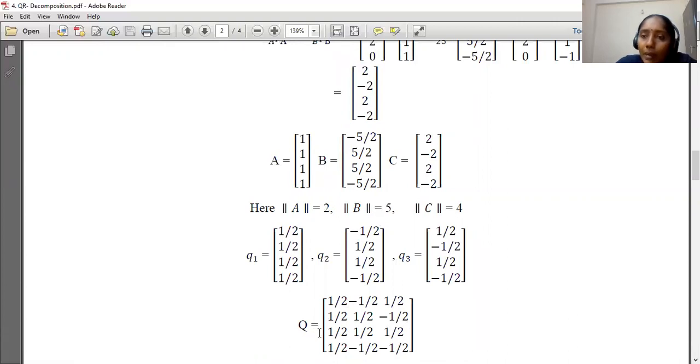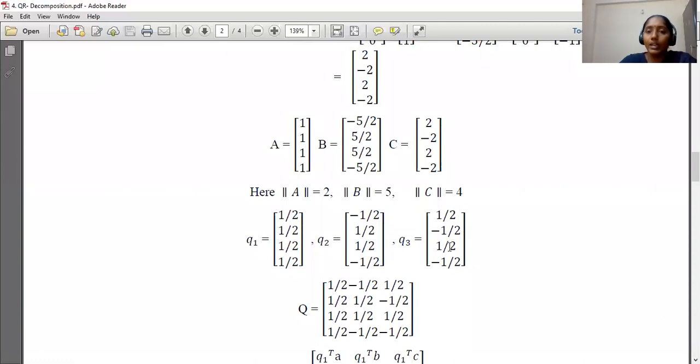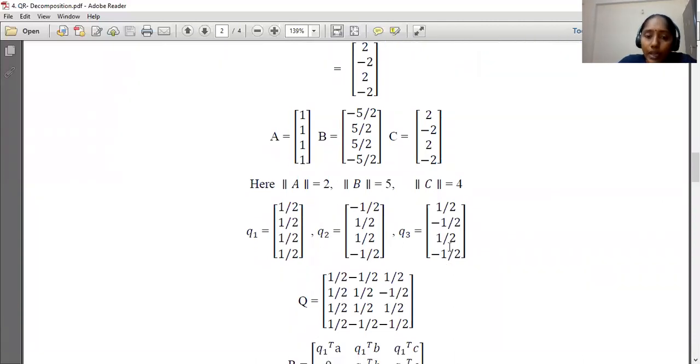Every orthogonal matrix comes from linearly independent vectors in A being orthonormal. Here Q has the three columns Q1, Q2, Q3. Each column is an orthonormal vector obtained from the linearly independent vectors of A.